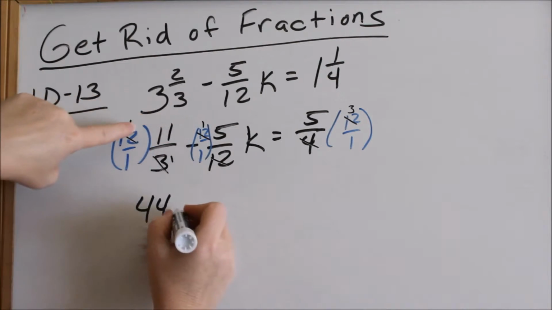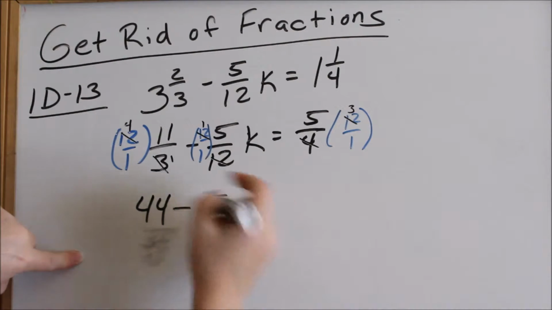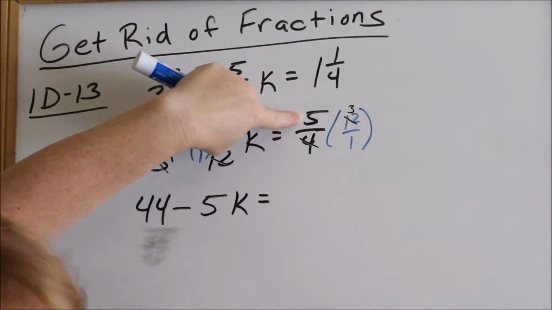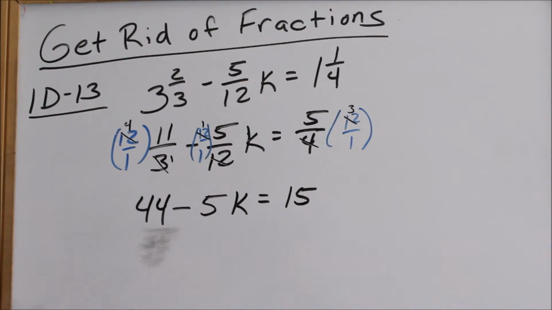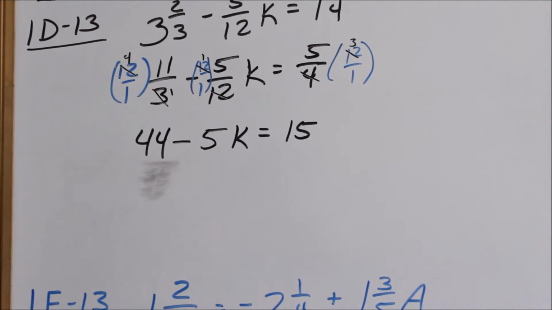Now over here, you still have your subtraction sign. 1 times 5, 5. There's no denominator. And don't forget your k. And then here, 5 times 3, 15. Now everything is on one line and you don't have any fractions. Now you're just solving for the unknown. Okay? Now this is just algebra.